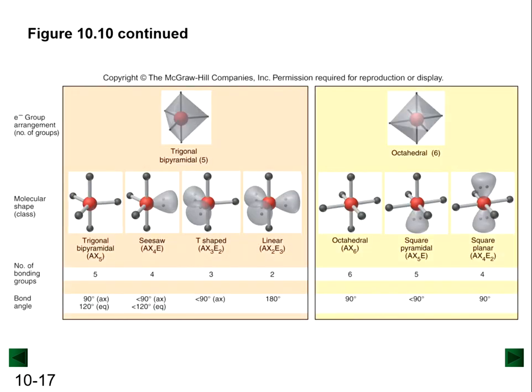Next, we have 5 electron group arrangement, giving rise to the trigonal bipyramidal electron group system. This can give rise to a trigonal bipyramidal molecular structure. 1 lone pair gives us a seesaw structure. 2 lone pairs gives us a T-shaped structure. 3 lone pairs gives us a linear structure. Finally, the 6 electron group arrangement gives the 6 groups forming an octahedral electron group arrangement, which can give rise to an octahedral molecular structure, a square pyramidal structure, or a square planar structure.